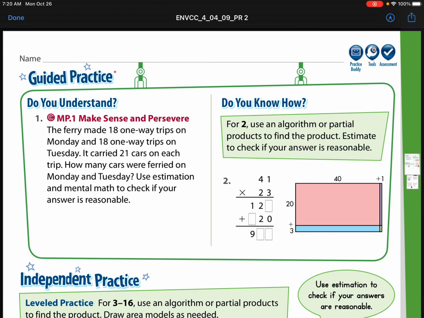So here we are, guys. We're getting close to the end of Unit 4, which is on multiplication, and we're focusing on two-digit multiplication. So we're multiplying two-digit by two-digit numbers. We can use area models, or we can use partial products, or we can use our algorithm. So we're going to be switching back and forth between our partial products and our algorithm for us.